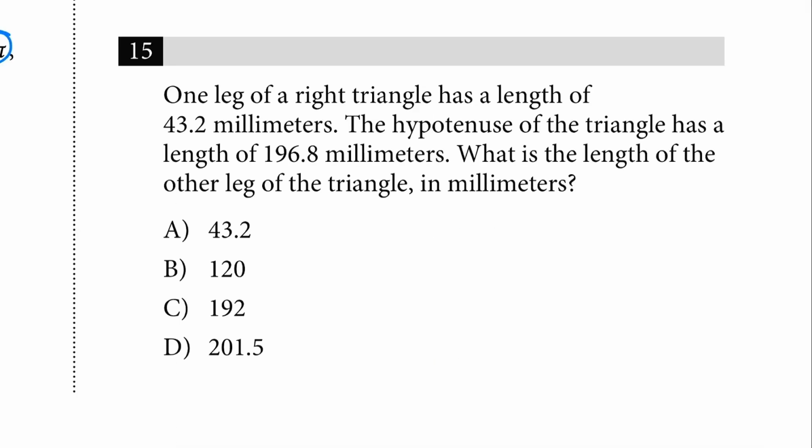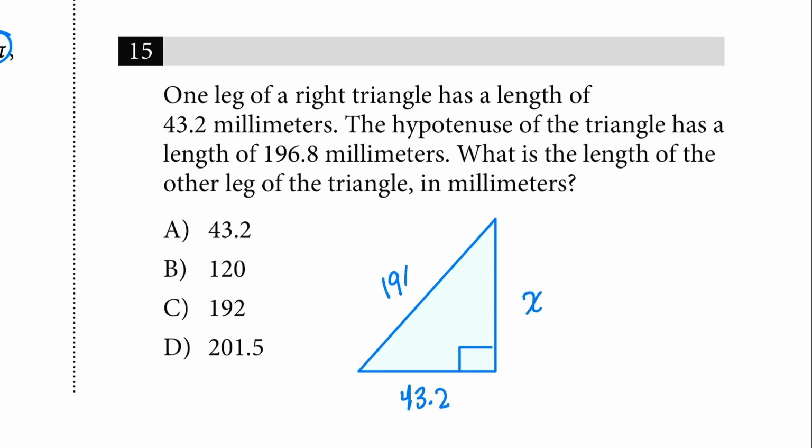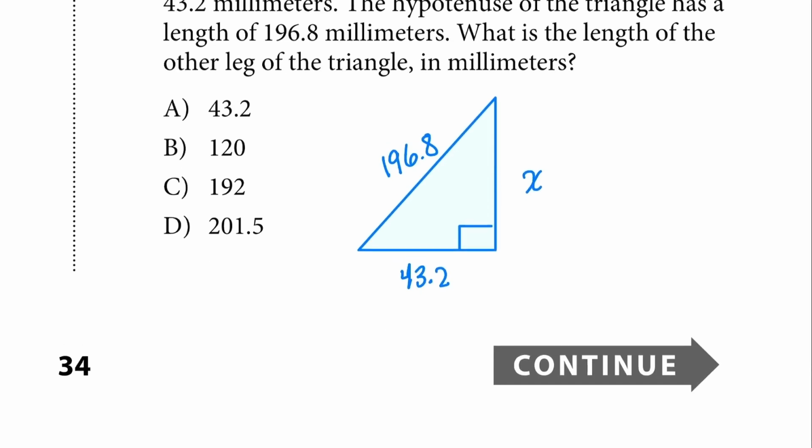One leg of a right triangle has a length of 43.2 millimeters. The hypotenuse of the triangle has a length of 196.8. So what is the length of the other leg of the triangle in millimeters? This is a Pythagorean theorem problem. We have a right triangle that's given to us and a length of 43.2. We don't know the other length, and it does tell us that the hypotenuse is 196.8. The Pythagorean theorem says that when you square the sides and add them together, it's equal to the hypotenuse squared. So we're going to fill in our sides over here.